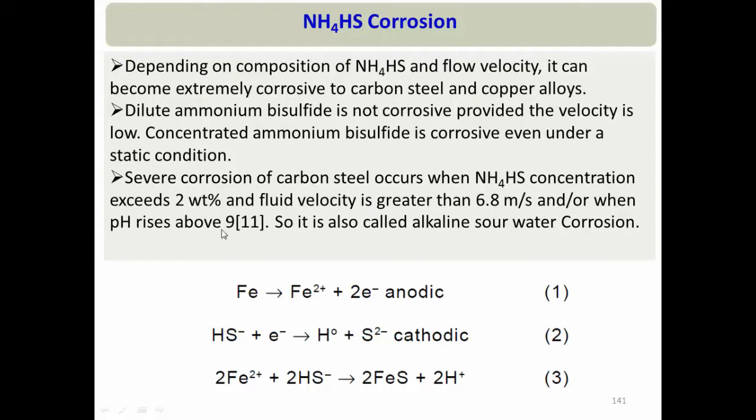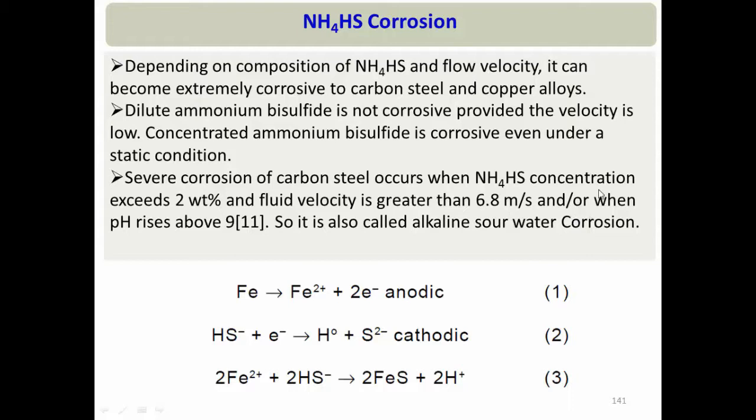What I found is that in carbon steel, when ammonium bisulfide concentration remains below 2 weight percent, there won't be any corrosion. When concentration increases above 2 weight percent, the corrosion rate increases as velocity increases. Corrosion rate will be higher if fluid velocity is higher, and smaller if fluid velocity is smaller. Generally, if fluid velocity is greater than 6.8 meters per second, then severe corrosion may take place.